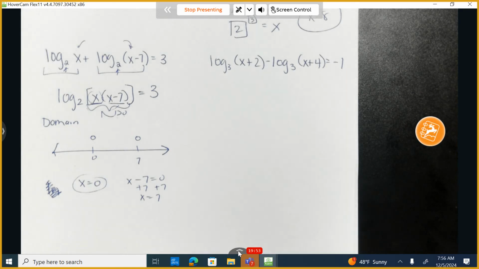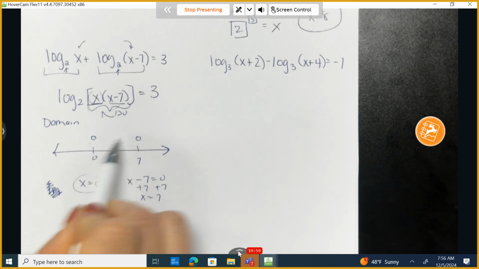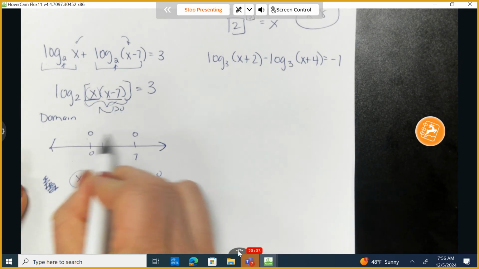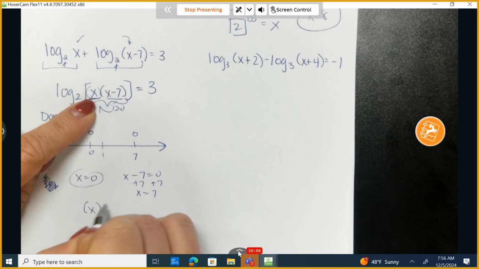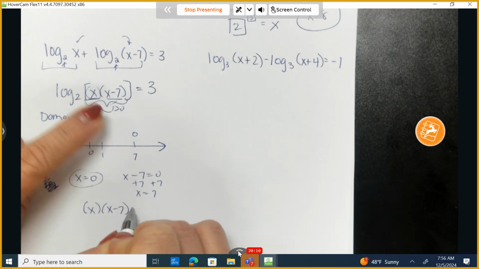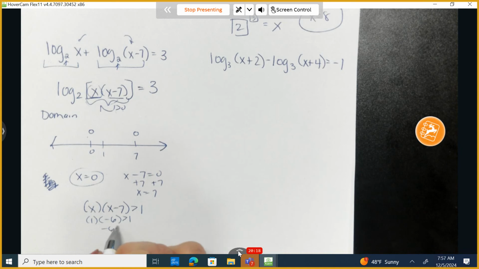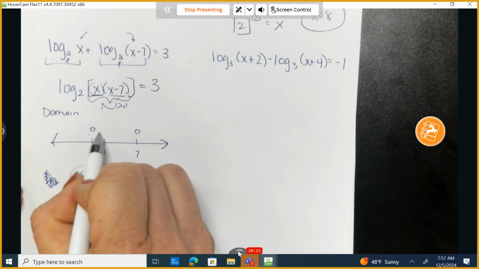All right, so let's test a point. I cannot test 0 in this situation because 0 is one of those points. I can test anything in between them or to the left and right. I think 1's a pretty easy number to test, so 1 represents the values in between. So I'm going to take this quantity, x times x minus 7. I know it has to be greater than 0, and I'm going to plug in 1. So 1 times 1 minus 7 is negative 6. And then I ask myself, is negative 6 greater than 0? Yes or no? It's not. So I tested a number in between.